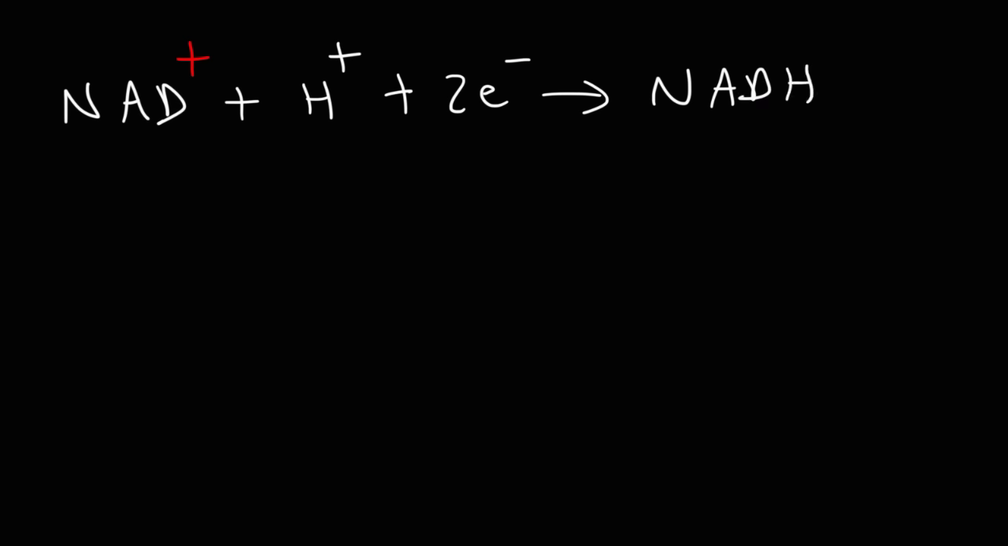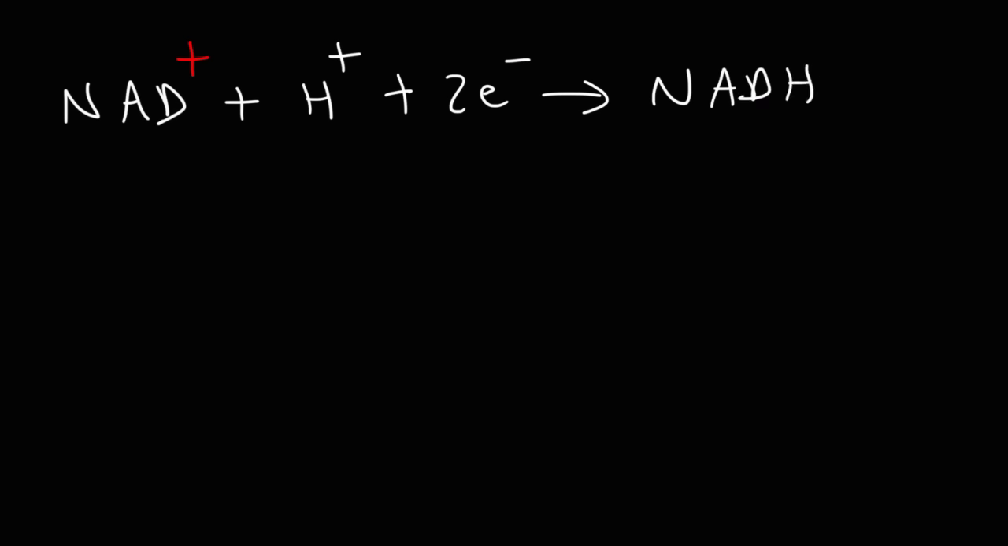So here's a question for you. Which complex has a greater electron affinity for electrons? Would you say complex 1 or complex 3? According to the sequence, because complex 3 comes after complex 1, we could say that complex 3 has a greater affinity for electrons than complex 1. So we could say that complex 3 is more electronegative than complex 1.